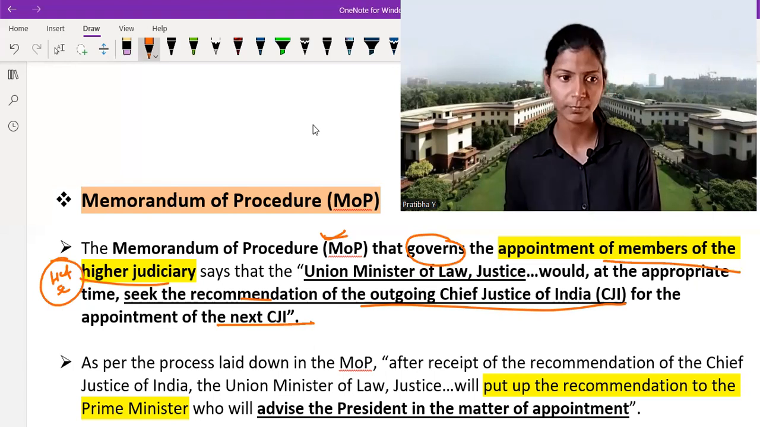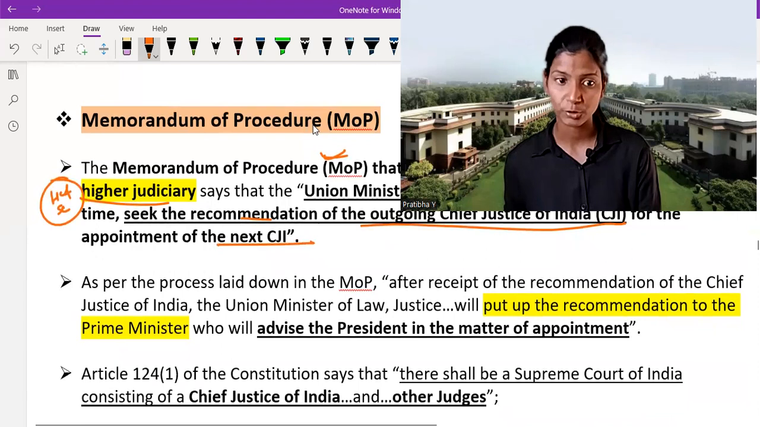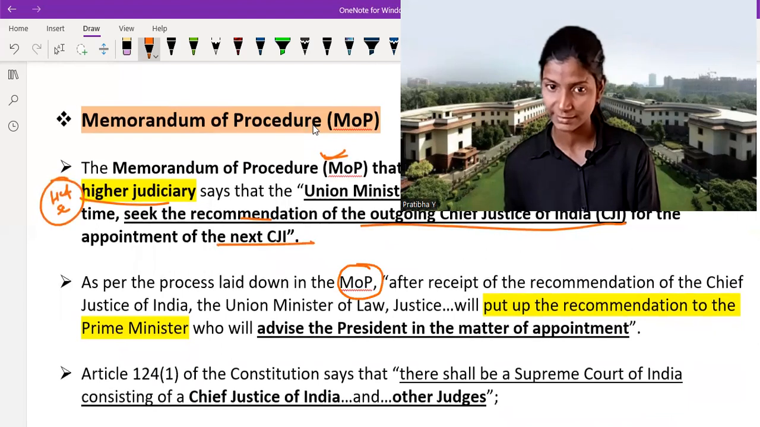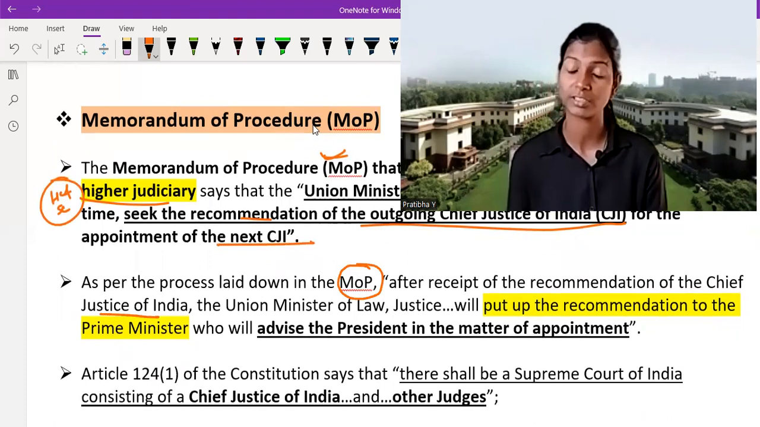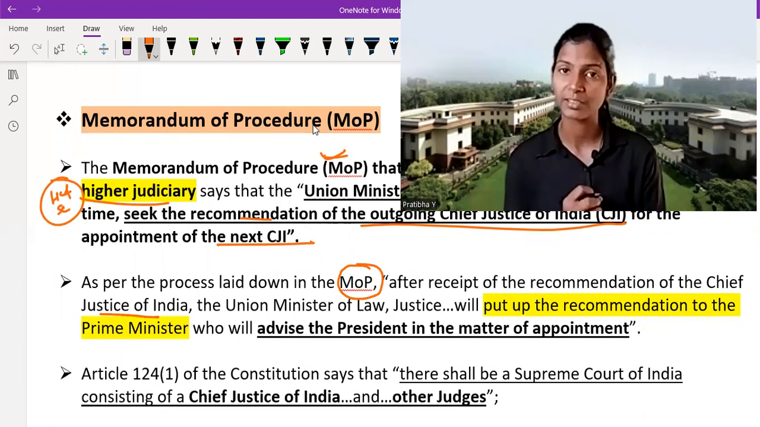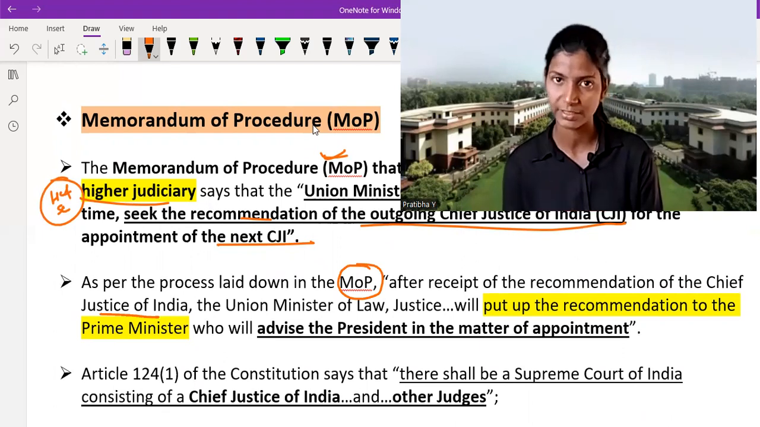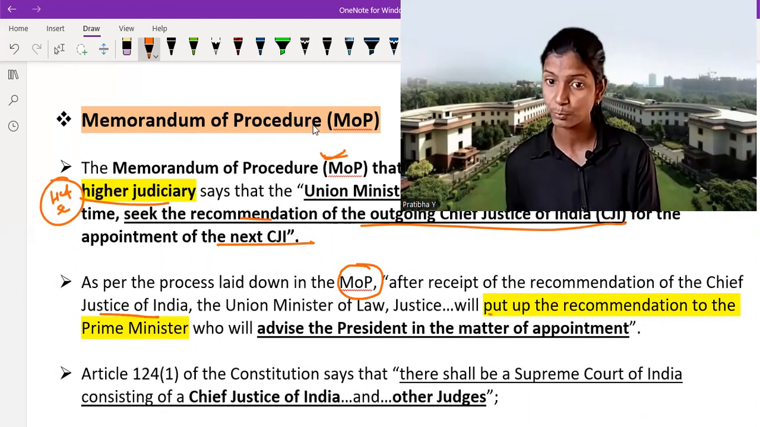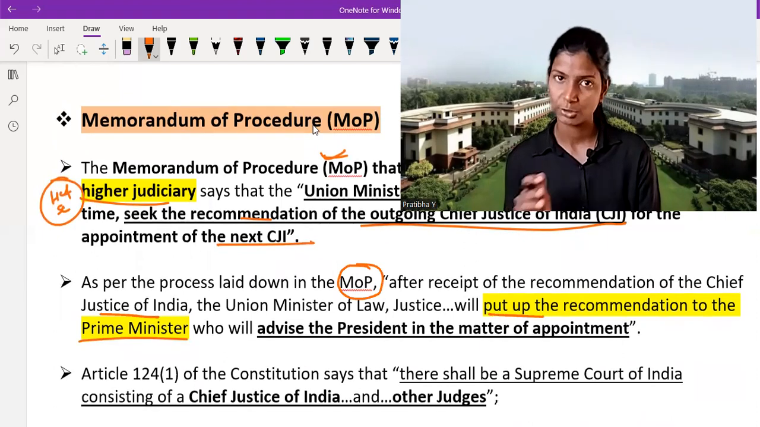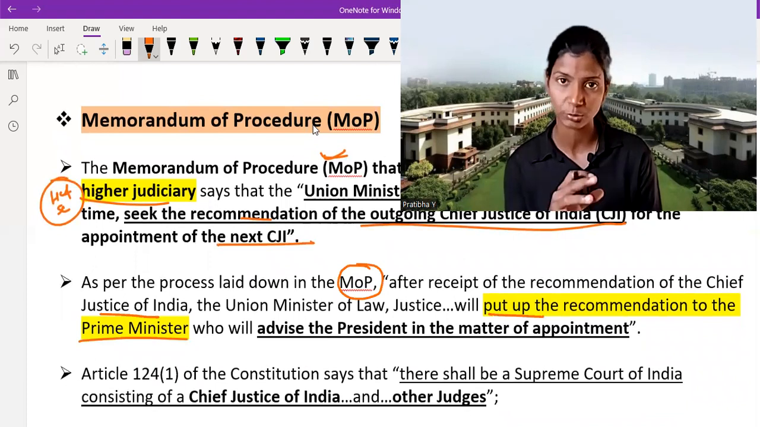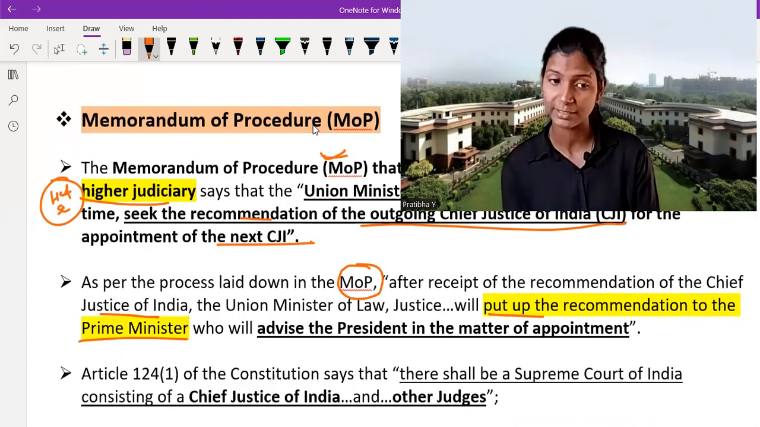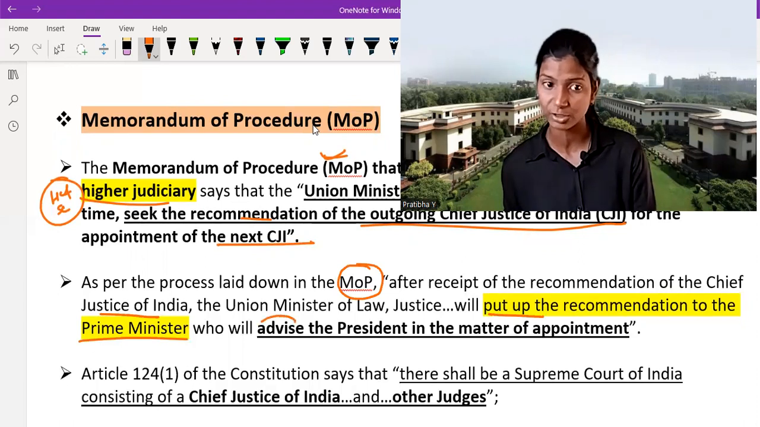Next, as per the process laid down in MOP, the Union Minister of Law and Justice at an appropriate time demands the recommendation for the next CJI. If they receive the recommendation from the outgoing CJI, the Union Minister of Law and Justice will put up the recommendation to the Prime Minister, and then the Prime Minister advises the President in the matter of appointment.